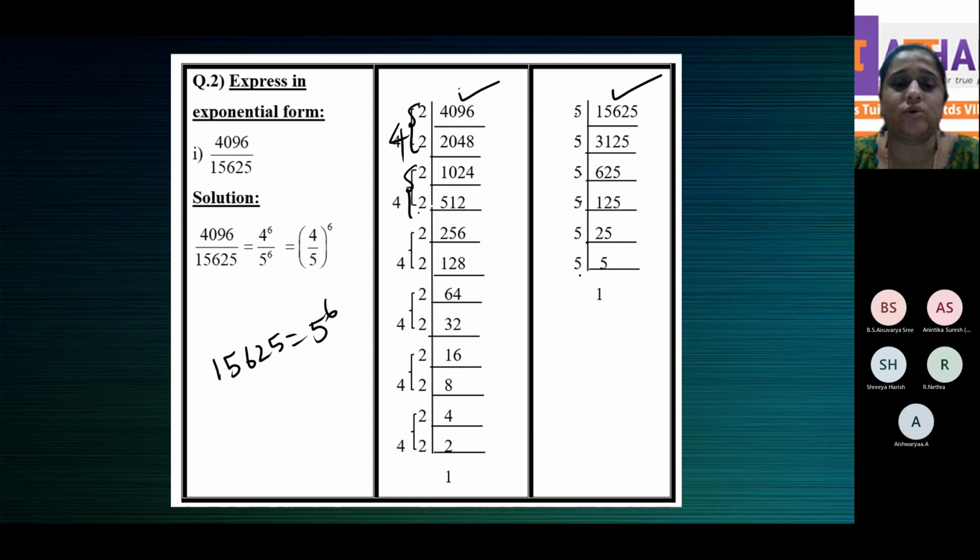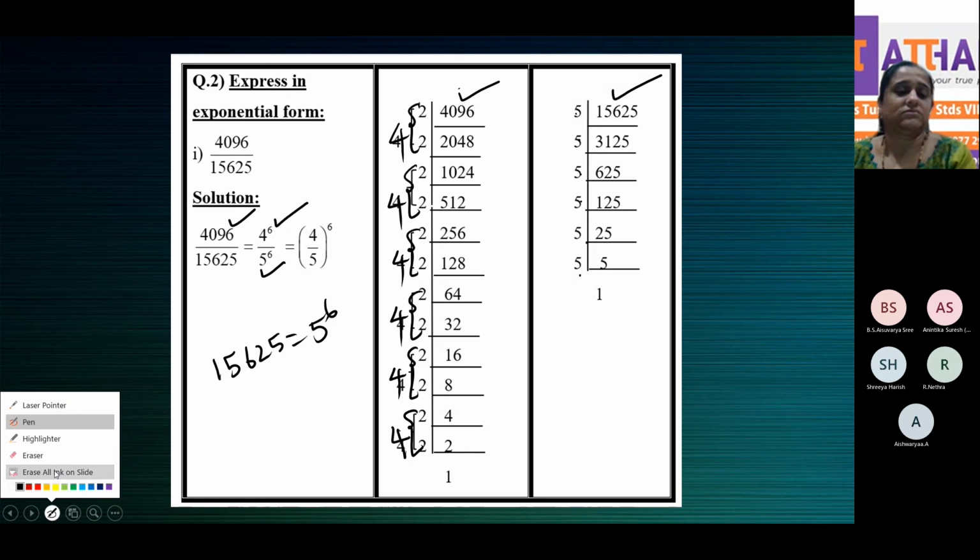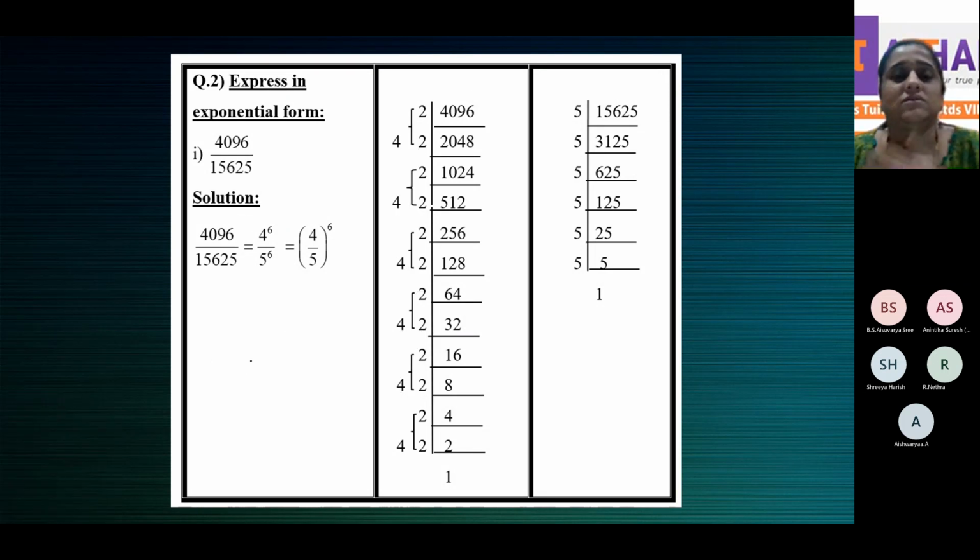So 2 into 2, 4. 2 into 2, 4, and so on. Like this, we have 6 4's. We have 12 2's, but 6 4's. So 4,096 can be written as 4 to the power 6. 15,625 can be written as 5 to the power 6. So it can be written as 4 by 5, the whole power 6. Understood, ma'am. Please make a note of the working, children. If you don't have it, I'll give you 3 minutes.